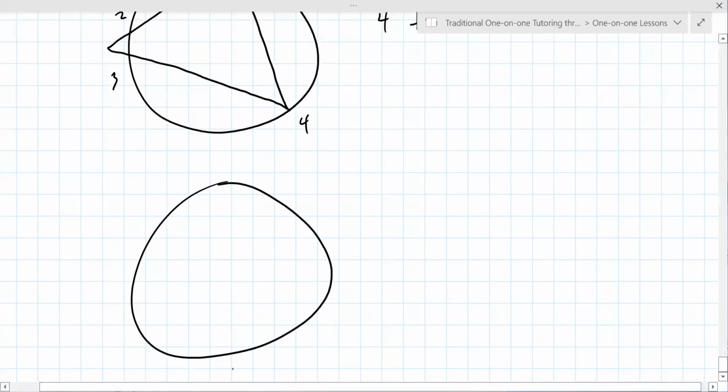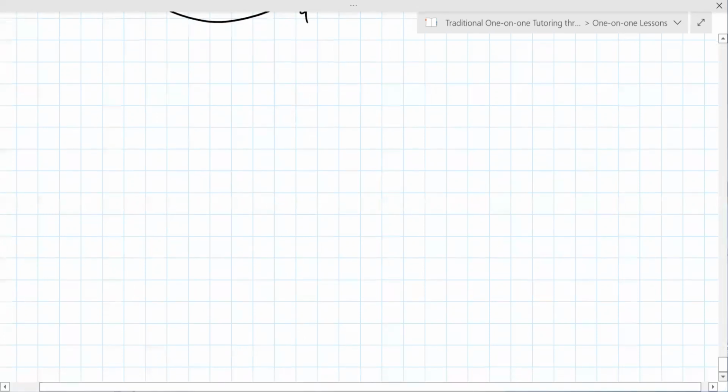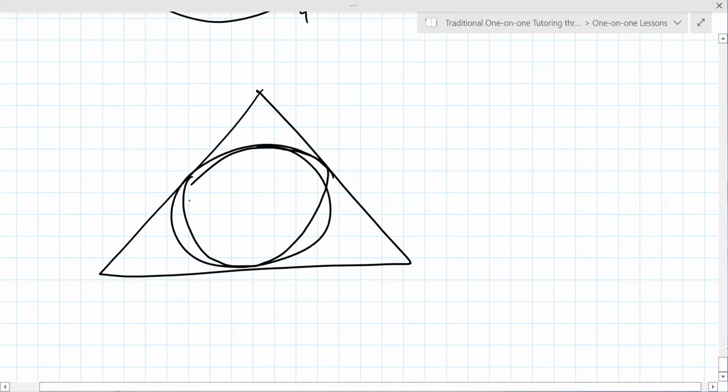Actually, that's horrible. There are a lot of circle and triangle problems on social media. Let me draw you a triangle. This is the common one, and it touches boom, boom, boom like that. It's drawn much better than that. That's the common one you see.